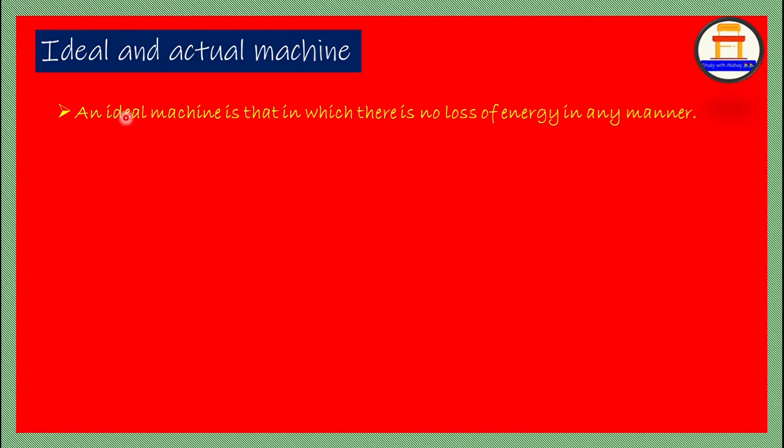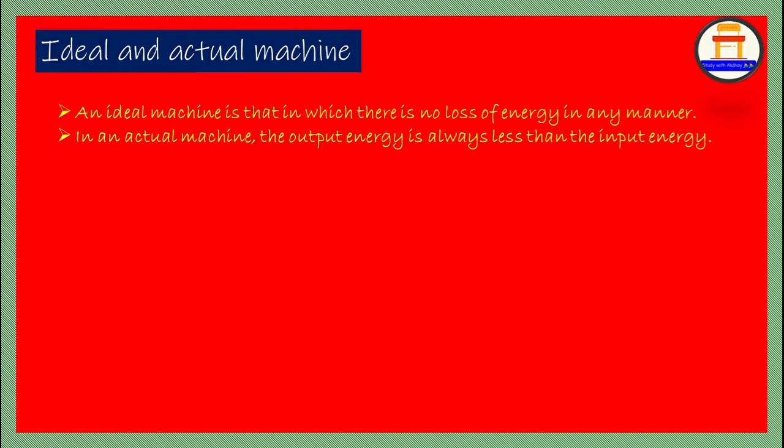An ideal machine is one in which there is no loss of energy in any manner. An actual machine is one in which the output energy is always less than the input energy. Like a teacher teaches you with complete knowledge, teaches you with complete portions.